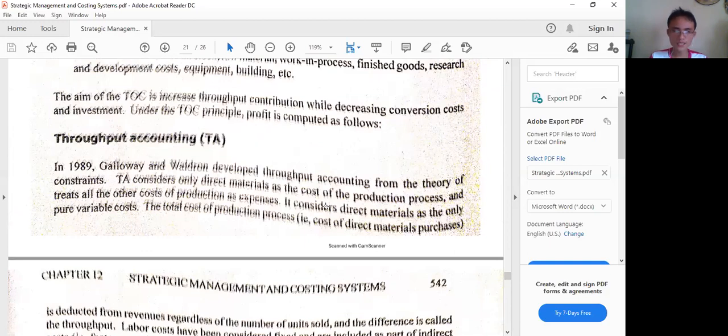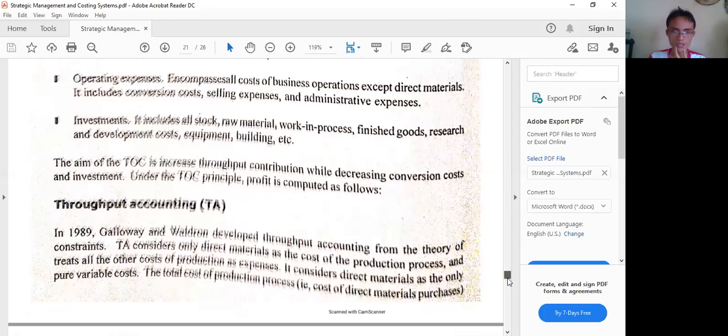So TA considers only direct materials as the cost of the production process and treats all the other costs of production as expenses. That's what I said in the introduction, that in throughput accounting, direct materials are considered as the costs and the others are expenses. So that's okay.